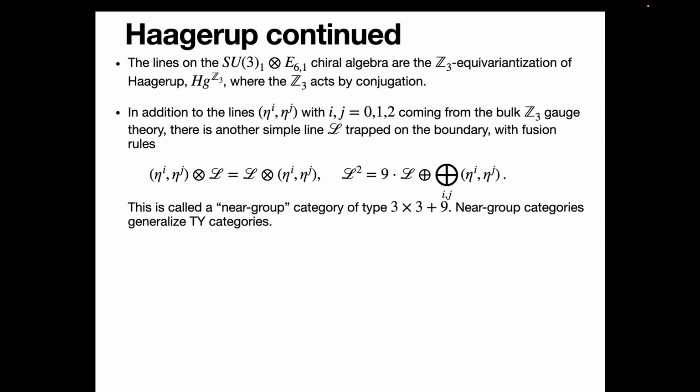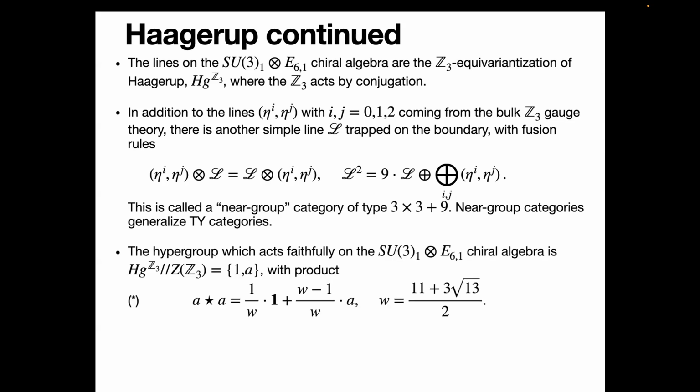And if you go through this exercise, you find that you get what's called a near-group category, which is a kind of generalization of Tambara-Yamagami categories. And the particular near-group category looks like this. In addition to the Z3 times Z3 worth of lines in the bulk, there's one additional line, L, which is trapped on the boundary. And it's invariant under all the bulk lines. And when you fuse it with itself, it gives this thing over here.